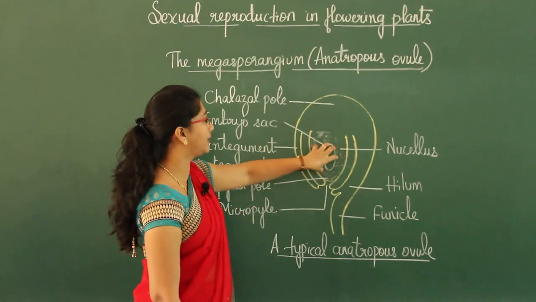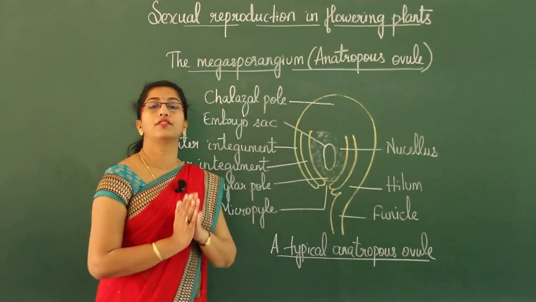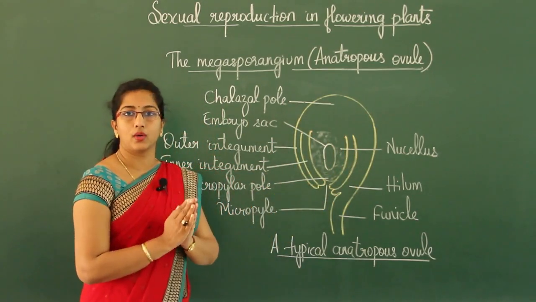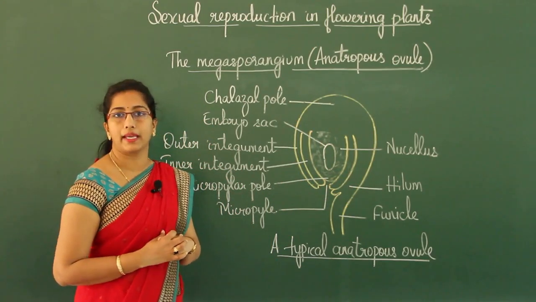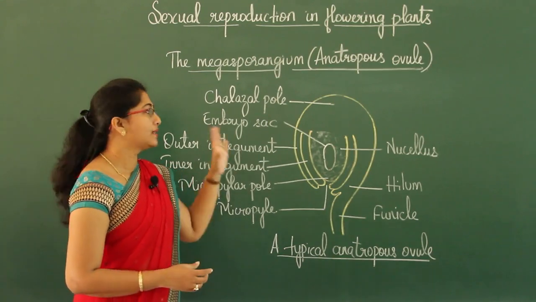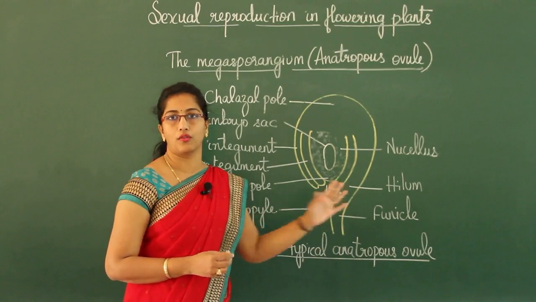Within the integuments you find a mass of tissue called the nucellus, and within the nucellus you find the presence of the embryo sac. And I told you the embryo sac is also called the female gametophyte. So this will be the structure of a typical anatropous ovule.